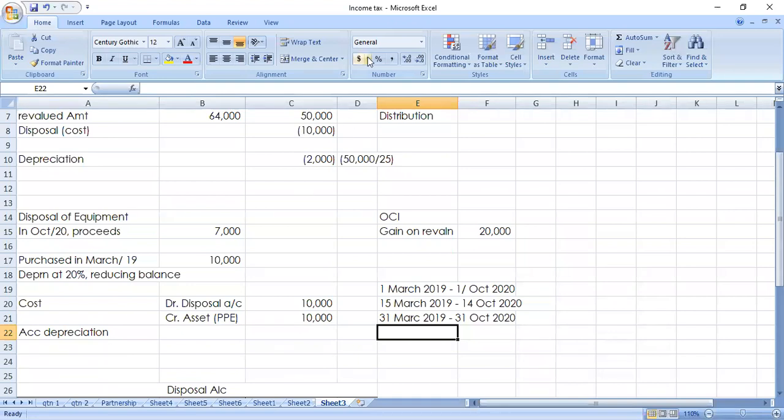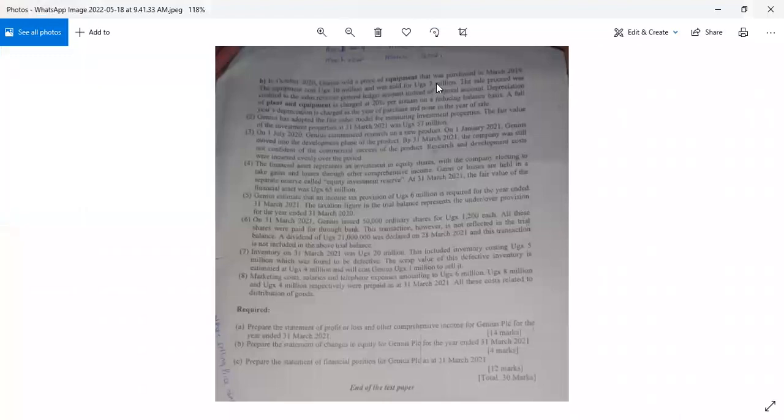Can you just refer to the question again? Remember, as if there were 6, but I'm saying 7. Let me see again if maybe I've mistaken. They say that we bought it in March and we sold it in October. Yeah, those 7 months.